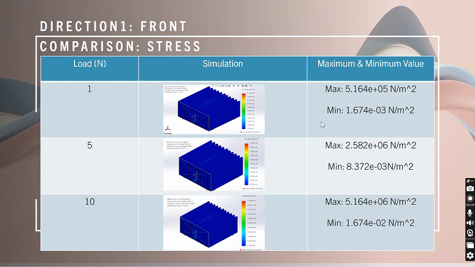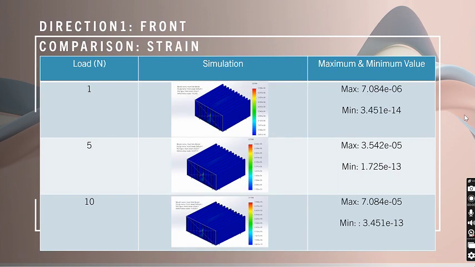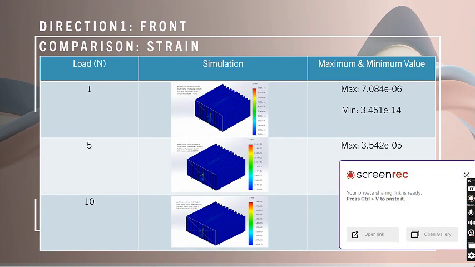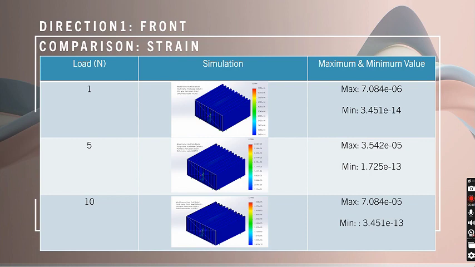And we can realize that at the smallest load at 1 Newton, the maximum and minimum value difference is the smallest, while at the load of 10 Newton, the difference between the maximum and minimum value is largest. And then we are going to compare on the same direction, which is the front view, but now we are going to compare on the strain.